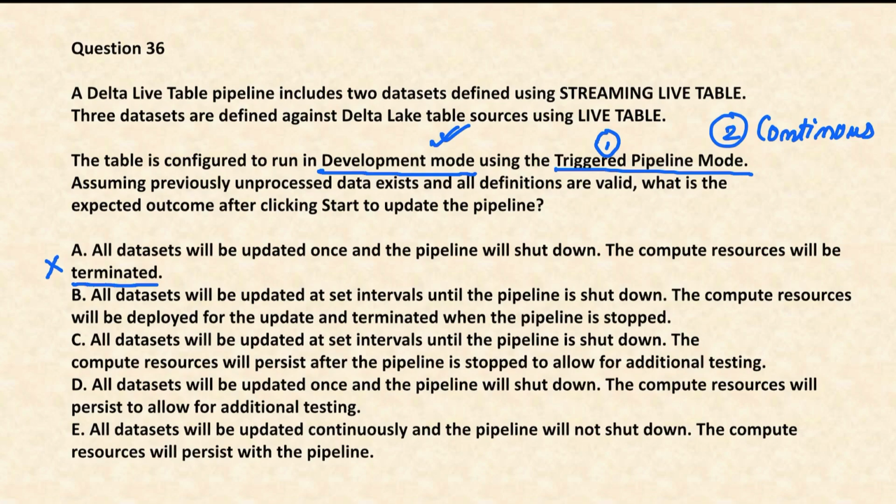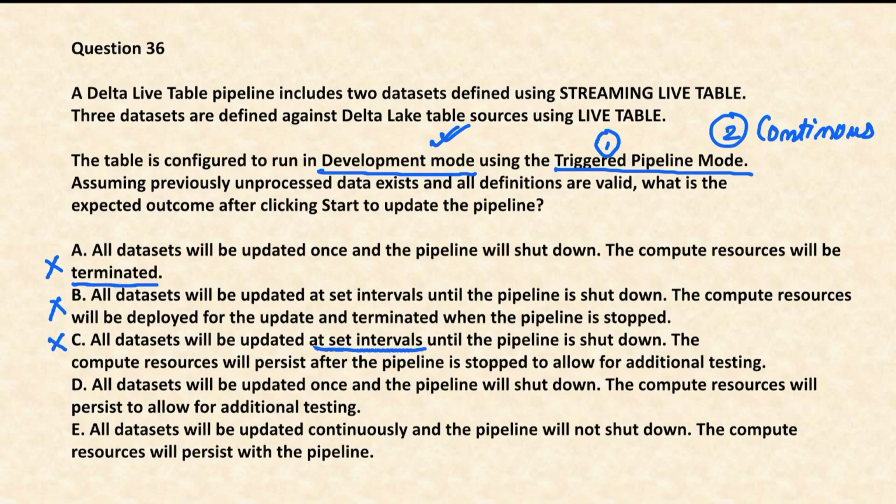Now all datasets will be updated at set intervals until the pipeline is shut, and the compute resources will be deployed for update and terminated. This is also not correct. And if you will see here, you have additional testing, but at set intervals, not at set interval. Trigger pipeline can be done at one go only. So this is not correct.